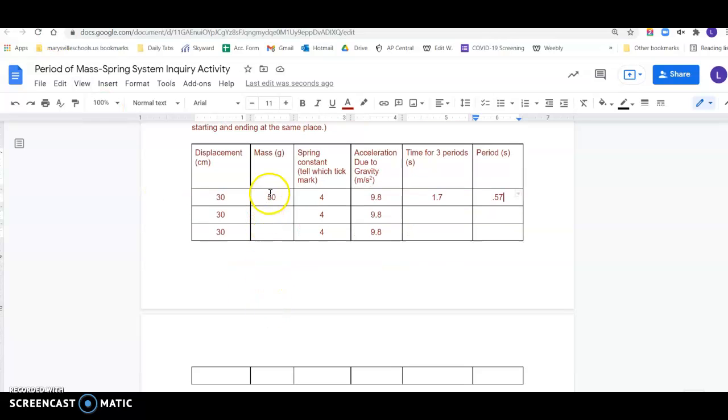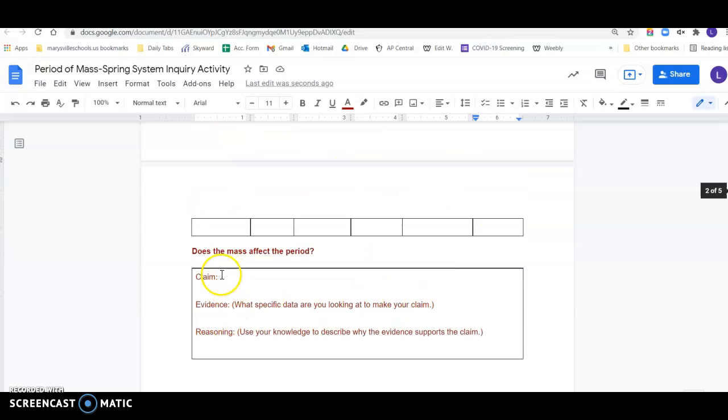Right, so now you're going to change the mass 3 more times, keep everything else the same, and then write out, does the mass affect the period? So yes or no, and if it does, if the mass gets bigger, how does that affect the period? Does it get bigger or smaller? For evidence, exactly what are you looking at? And for reasoning, try to explain why you think that's occurring.